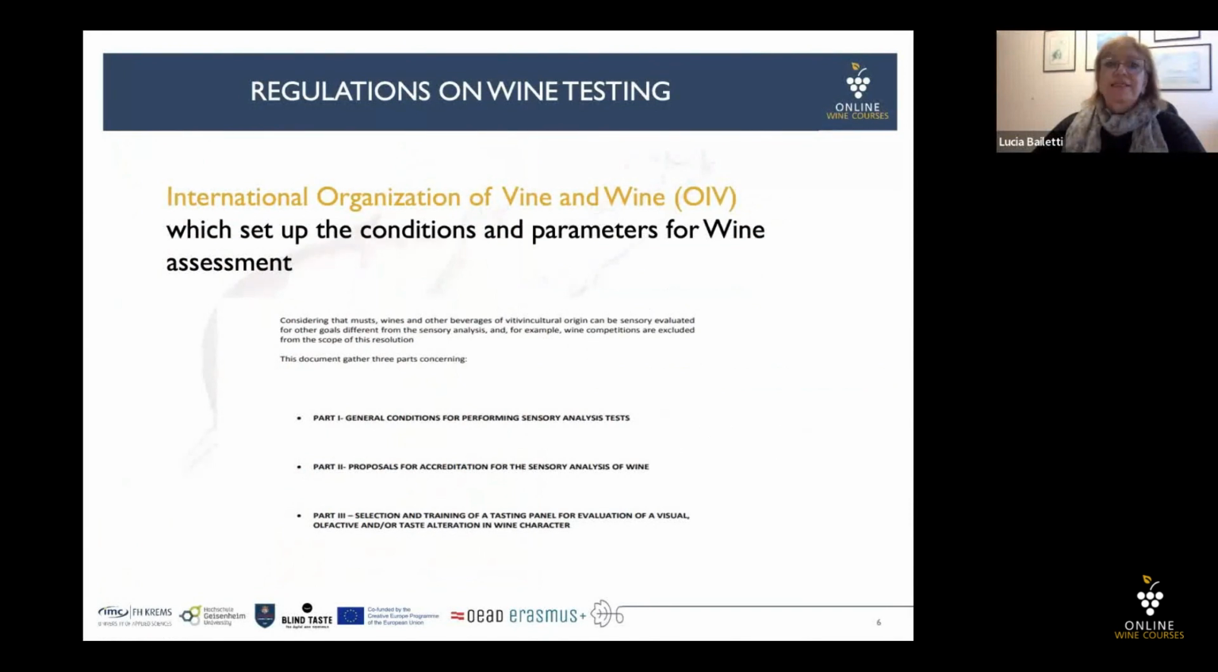In the last period, the International Organization of Vine and Wine suggests following sensory evaluation guidelines, for example, for must, wine, and other beverages, and gives documents on general conditions for performing sensory analysis tests, proposals for accreditation for sensory analysis of wine, and selection and training of a testing panel for evaluation of visual, olfactive, and or taste alteration in wine character.